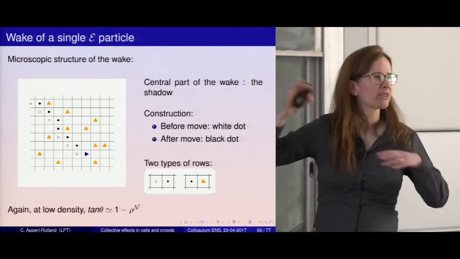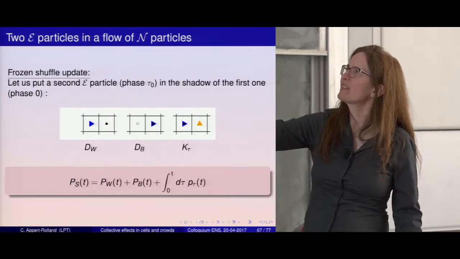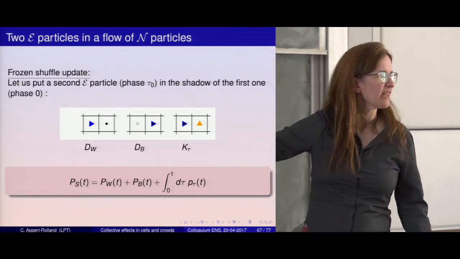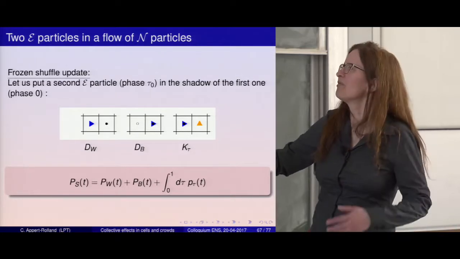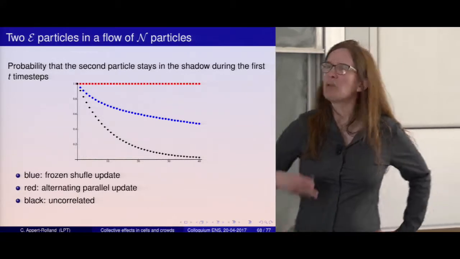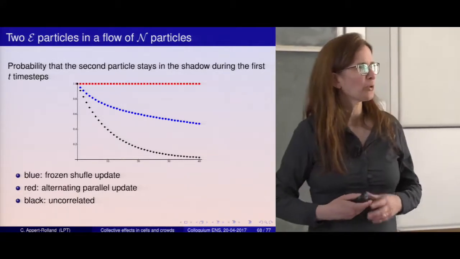And you can write the master equation. If you assume you have another particle in this wake, you can write all the equations for the transitions between these states and solve it exactly. And in the end, what you obtain is how long the second particle will stay in the wake of the first one.